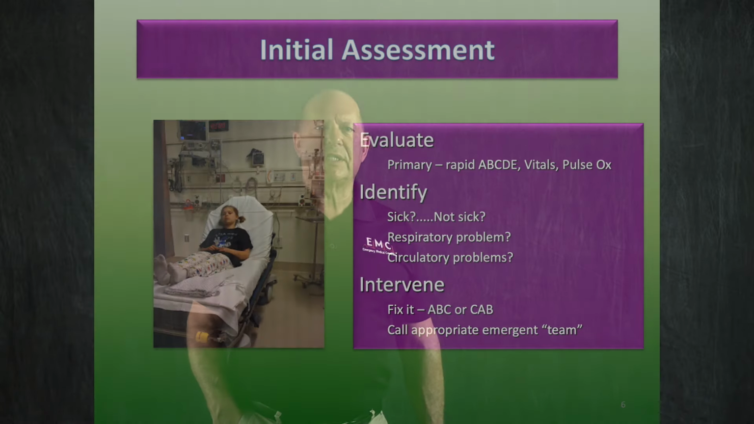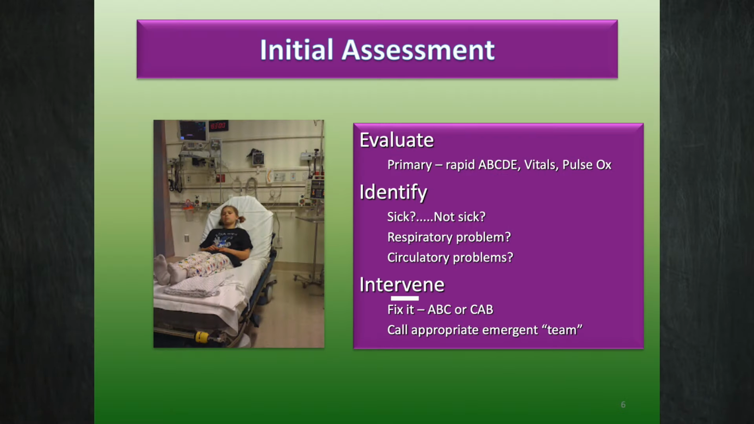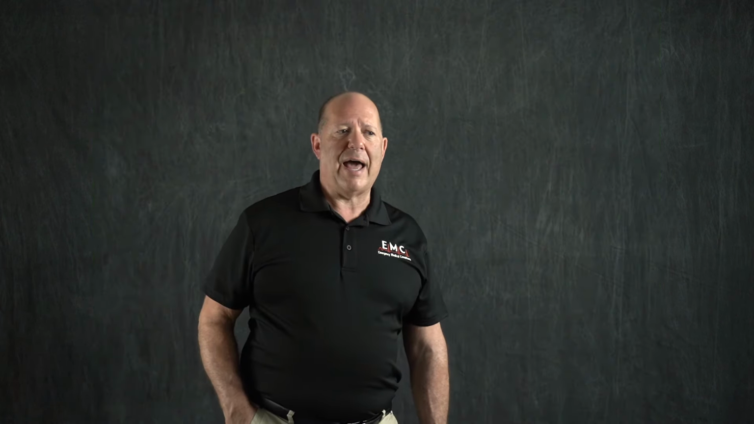And obviously, during this entire time, we need to intervene. So evaluate, identify, intervene. And what that means is take care of any problems as you see them. Obviously, if the child was in cardiac arrest, we would start circulation, airway, breathing. If the child is awake, we would make sure he has a patent airway, he's breathing effectively, he has adequate circulation, and then determine where he goes, if anywhere, from that point.